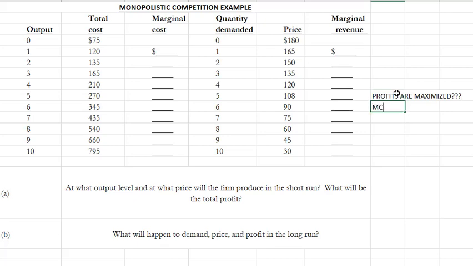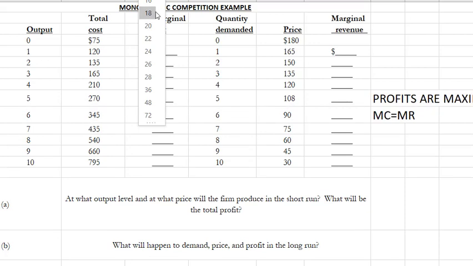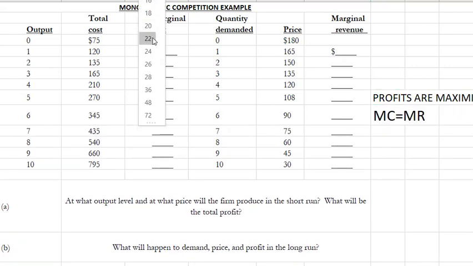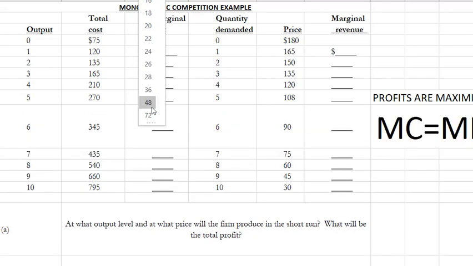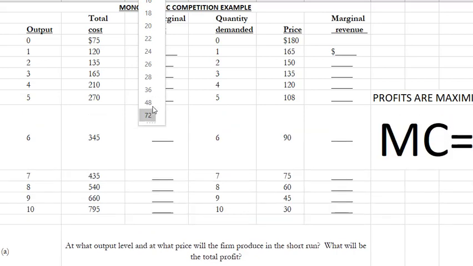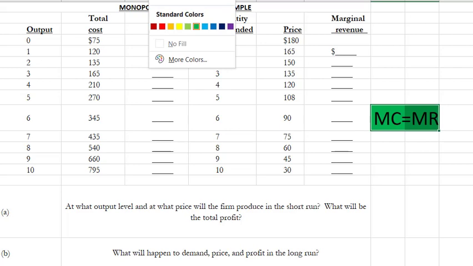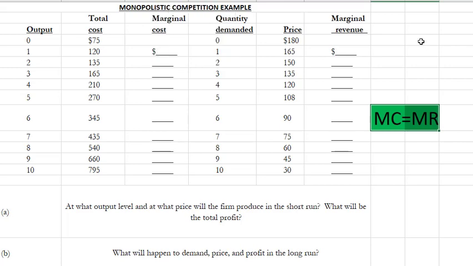Excellent. Where MC is equal to MR. Where the two M's meet. Profits are maximized where marginal cost and marginal revenue are equal. MC is equal to MR. Profits are maximized where MC is equal to MR. So remember that as we move through this example. Profits are going to be maximized where marginal cost is equal to marginal revenue. So let's go back to our table.